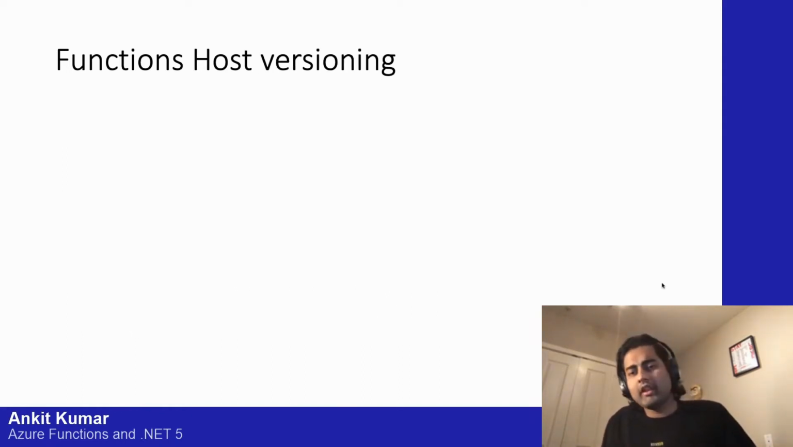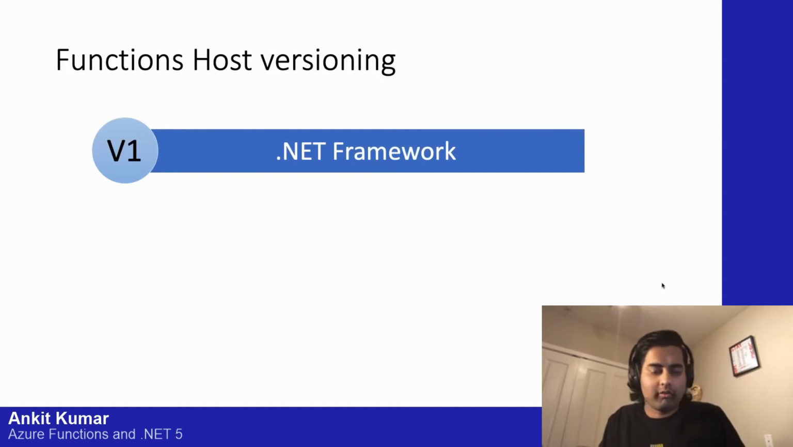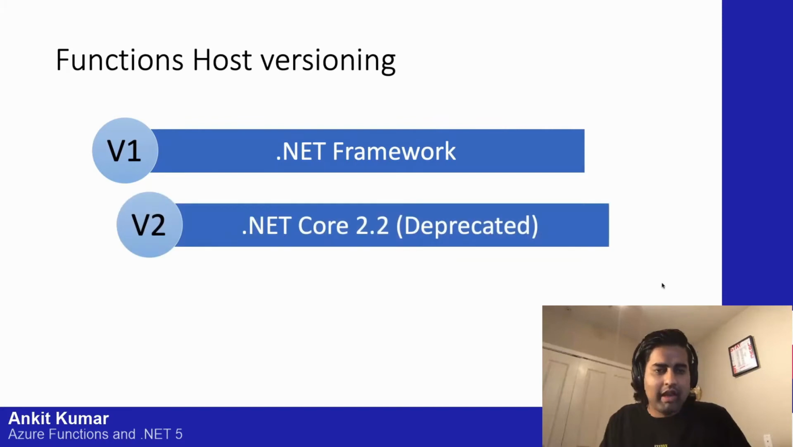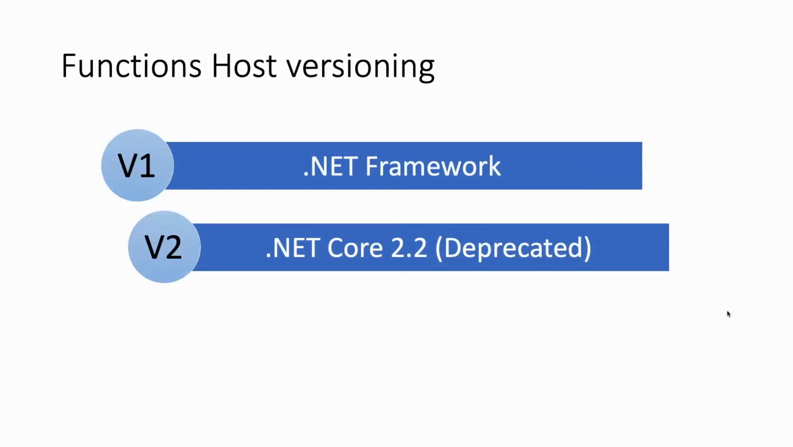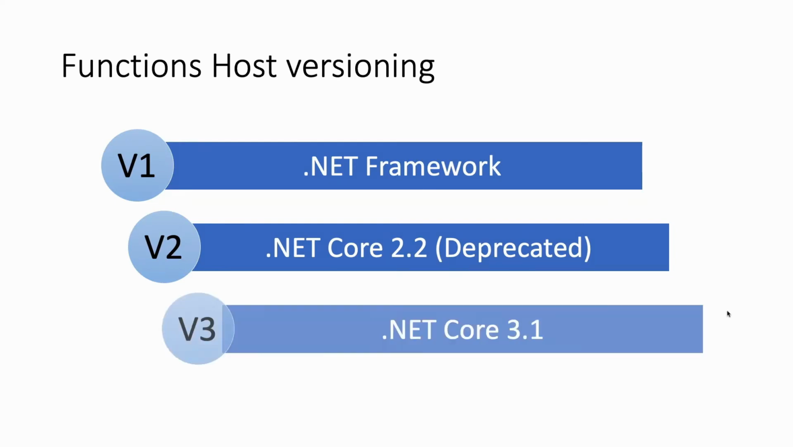I want to mention that there are three major versions of Azure Functions so far. The major differences in these three versions for our purposes is the target framework, the different functions host targets. For V1, the functions host was built on .NET Framework. For V2, it was .NET 2.2, which is being deprecated right now. And for V3, it was .NET Core 3. V3 is our main LTS version that we use right now. V1 is still around because people who want to use .NET Framework still have those apps hosted in V1 Azure Functions.